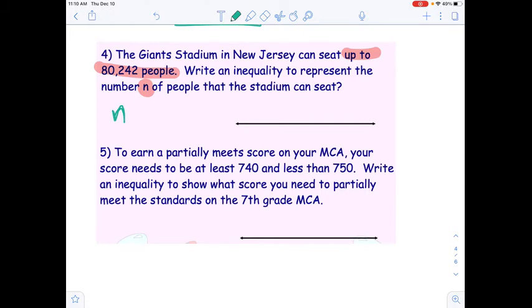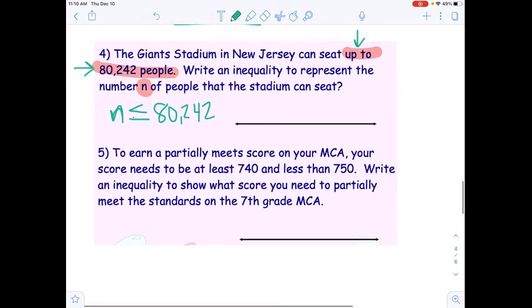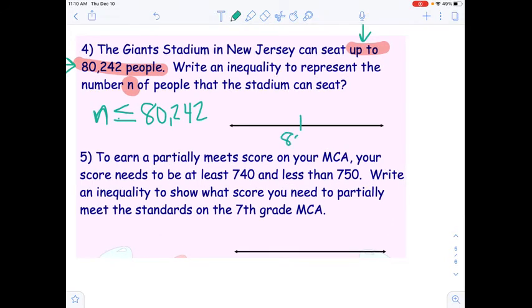could have 10 people in the stadium. I could have 79,000 people in the stadium, but I couldn't have 90,000 people in the stadium because that's too much. So I know n has to be less than or equal to, because up to means it can include that number. We could have exactly 80,242 people. So n is less than or equal to 80,242.